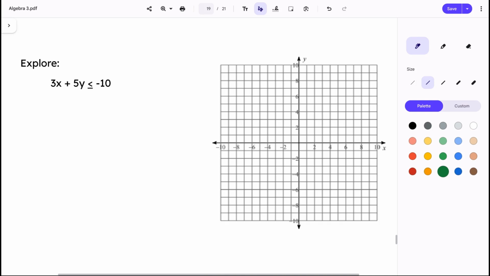All right, I'm going to start working through this. First of all, is this going to be a dashed line or a solid line? Solid, and how do we know that? It's got that equal sign this time. So you should have had a solid line when you graphed this.